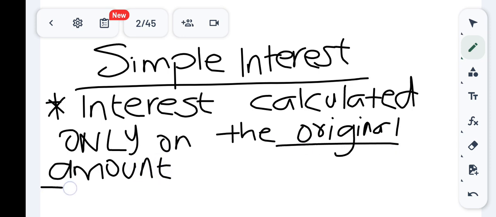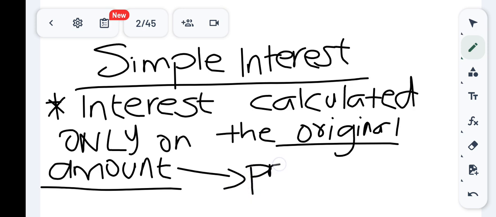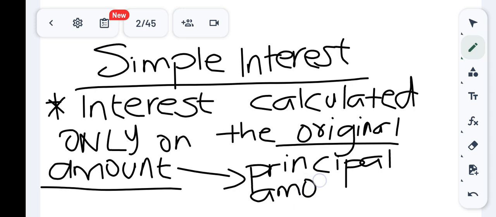In financial mathematics, instead of saying original amount, we just say principal amount, or you can say present amount, or initial amount. But principal amount is the term that we usually use often. So this is simple interest. It's the interest that is calculated only on the original amount. You will see for compound interest, it's a different story.